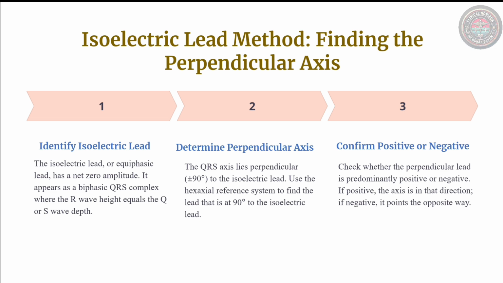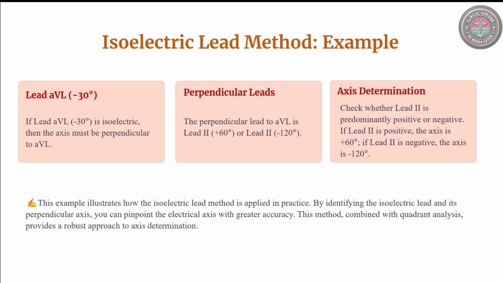Determine the exact axis based on perpendicular lead polarity. If the perpendicular lead has a positive QRS complex, the axis is pointing in that direction. If the perpendicular lead has a negative QRS complex, the axis is pointing in the opposite direction. Clinical significance of the isoelectric lead method. This method is especially useful when the axis is borderline or unclear using the quadrant method. It allows for a more exact calculation of the cardiac axis, making it a preferred technique in detailed ECG interpretation.